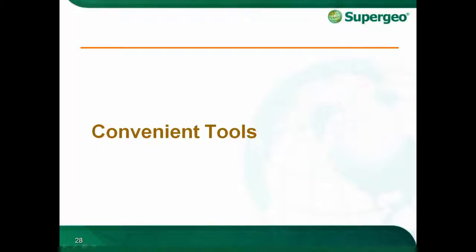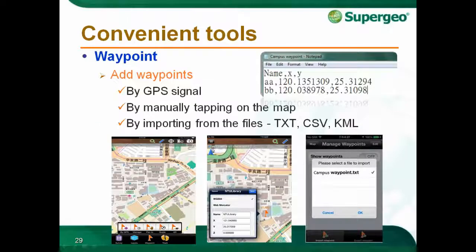Convenient tools. SuperSurv has some useful and convenient tools to make your survey more easily and efficiently. Waypoint. You can mark the specific location onto the map, and it can be added by GPS position, by long tap on the map, or by the waypoint file. The waypoint file has some rules, like this file. It should be name, X, and Y coordinate, and it could be a text, a CSV, or a KML file.